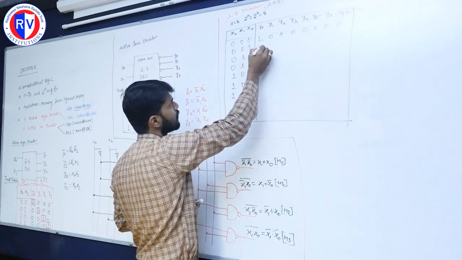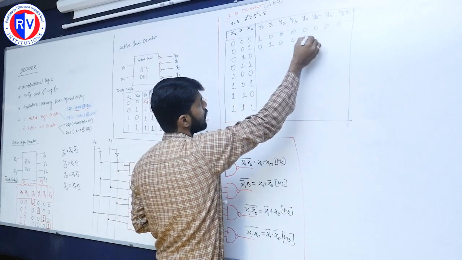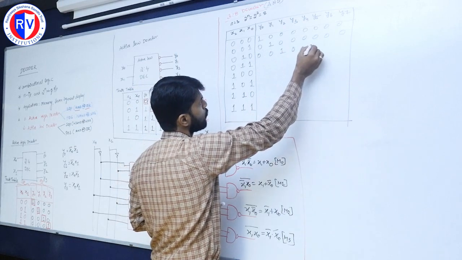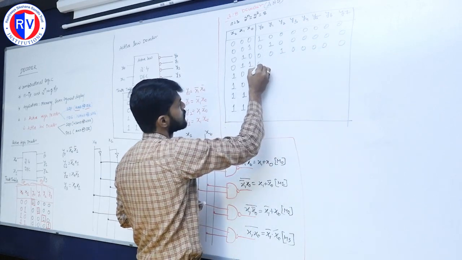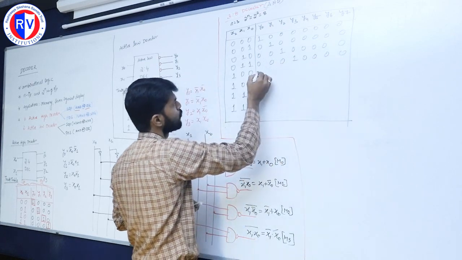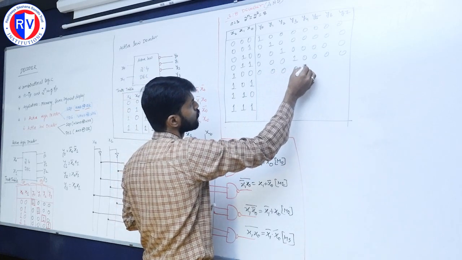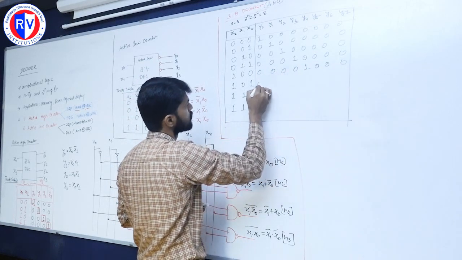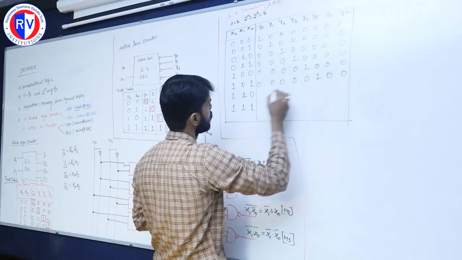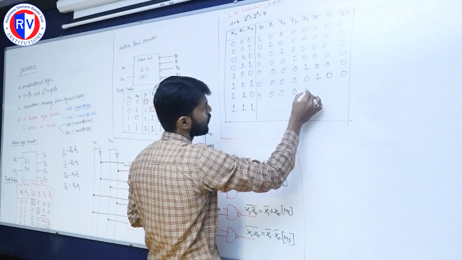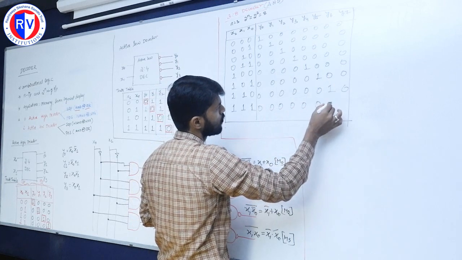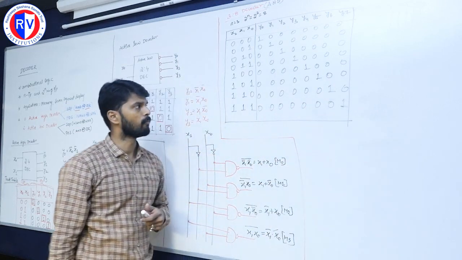Similarly, for the next case, only the y1 output is 1 and remaining are all 0. Similarly, for the next case, only y2 output is 1 and remaining all 0. For this case, only y3 is 1 and remaining are all 0. For the fourth condition, only y4 is 1 and remaining all 0. For the fifth condition, only y5 is 1, remaining all 0. In the sixth condition, only y6 is 1 and remaining are all 0. For the last case, only y7 is 1 and remaining are all 0.